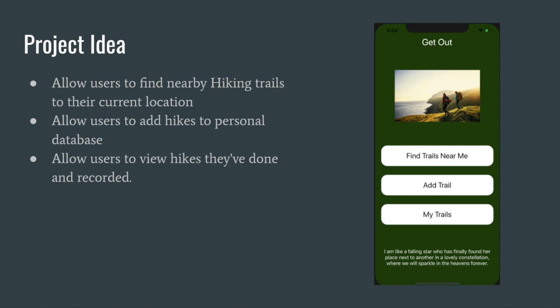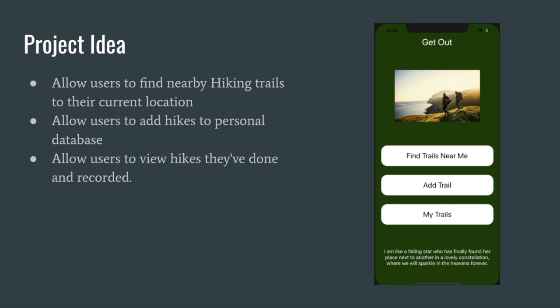So just to touch on my project idea a little bit, essentially this application allows users to find nearby hiking trails to their current location. It brings up a table view of local hikes, and then when they click on one, Apple Maps will open with driving directions from their current location.